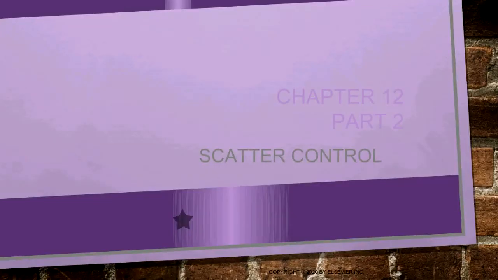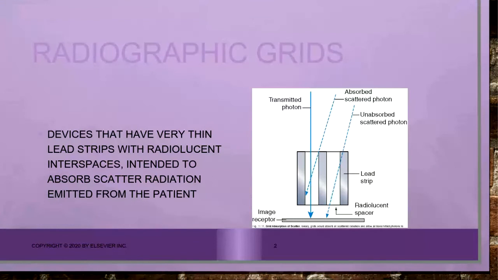This is Chapter 12, Part 2 from your Essentials of Radiographic Physics and Imaging book. This begins on page 159 of your text, and this whole portion is talking about radiographic grids, how they're constructed, what their purpose is, some math associated with that, and some errors that can come about as a result of using grids. So we begin on page 159.